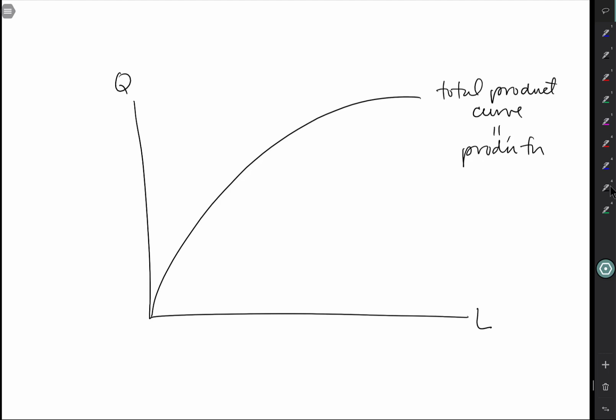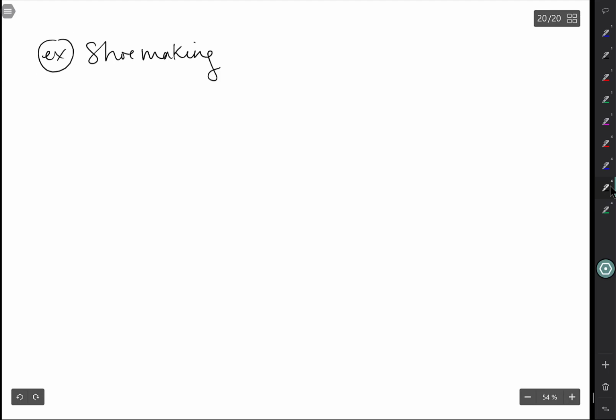Now let me give you an example of when it's possible that we don't immediately have diminishing returns, also known as diminishing marginal product. It can be the case that initially we have increasing returns. So let me give you an example. Let's say we make shoes. Totally made up example. In fact, you're going to see that you don't want to buy my shoes.